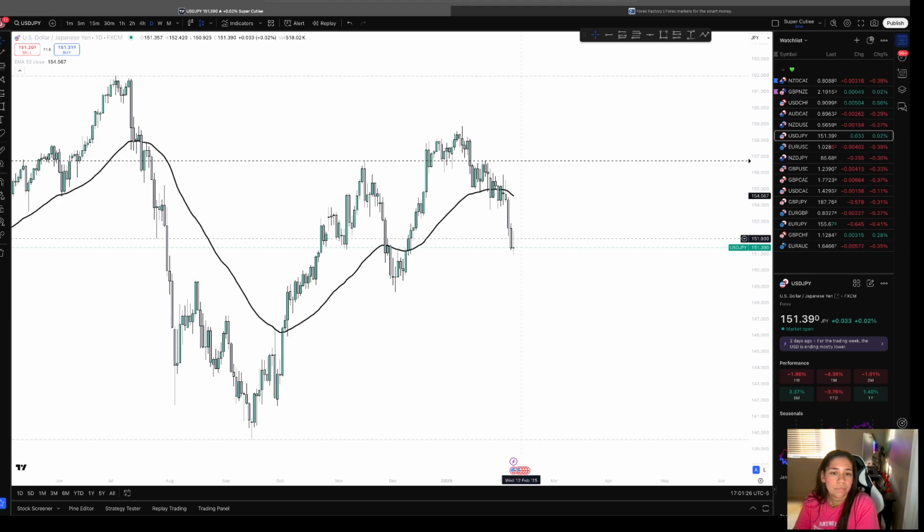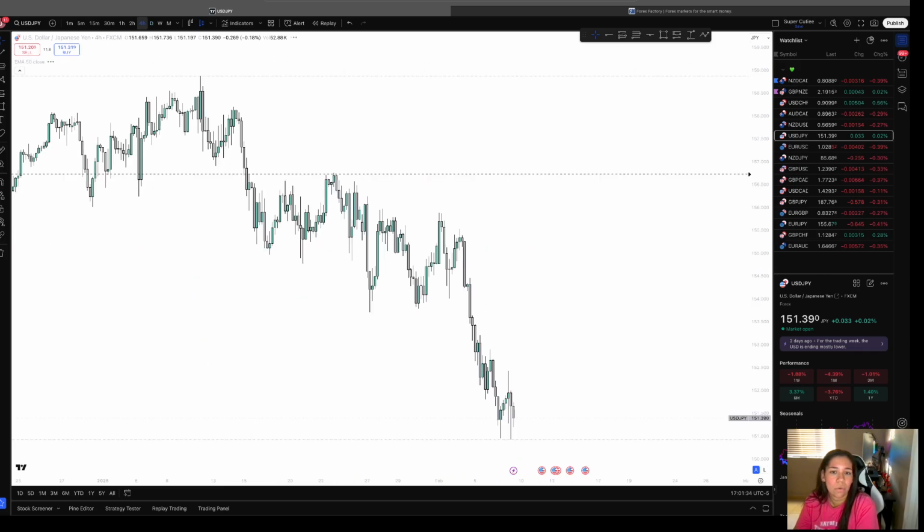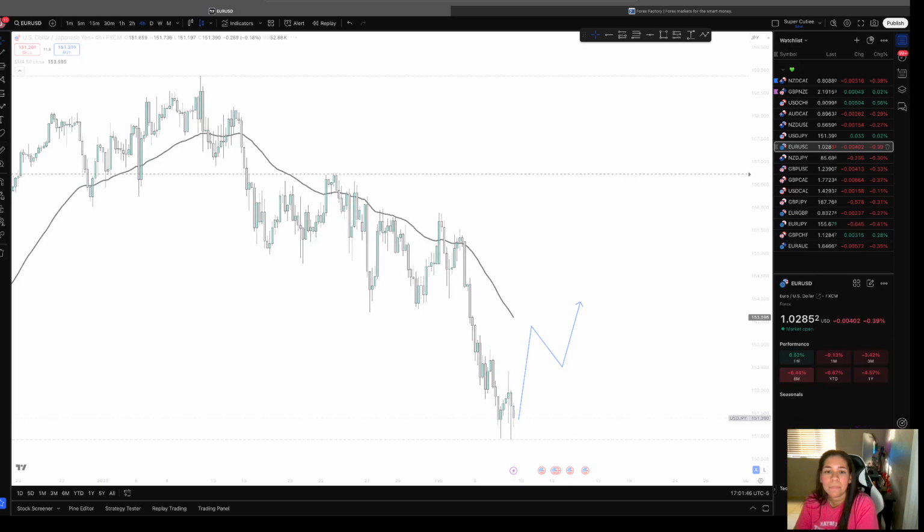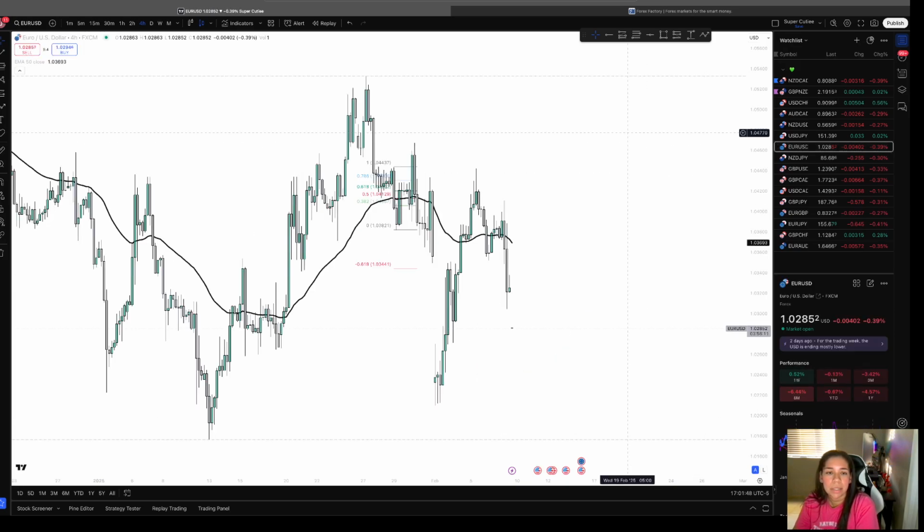Flipped over. Honestly, not a fan. It could get ready to go up, but I would need a whole break of structure, coming up, then coming back down, and going up for me to know we're going up. So I'm going to leave that alone. No USD JPY.